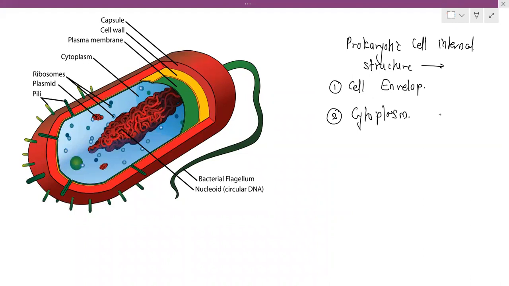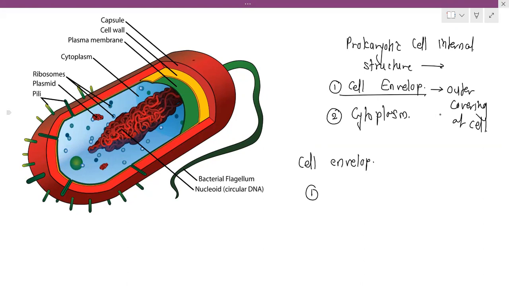First we will study the cell envelope. When I say cell envelope, it means the outer covering of the cell. So, the cell envelope, that is the outer covering in bacteria, is made up of three different structures.